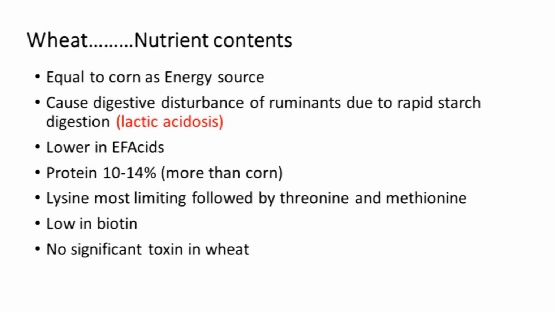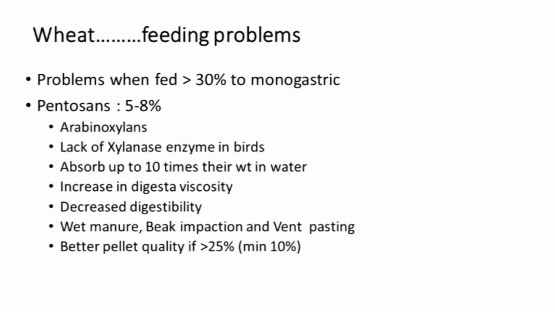But when we feed a high amount of wheat to the animal, it can cause digestive disturbance. If you remember, during Eid days people used to feed a high amount of wheat to the animals because it is available at a low cost. Then when they drink water and there is fermentation, a high amount of acid is produced that causes lactic acidosis. It is lower in essential fatty acids and protein content is variable. Lysine is also the limiting amino acid, followed by threonine and methionine, almost similar to corn. Biotin is also low. There is no significant toxic factor in wheat, and if we take care of the feeding practices, we can avoid this issue.